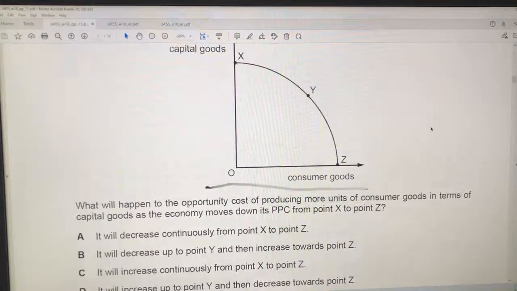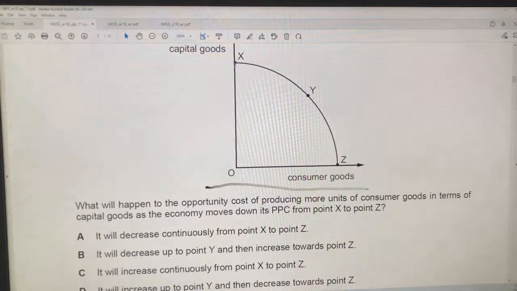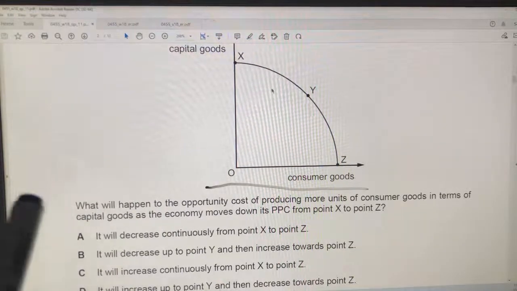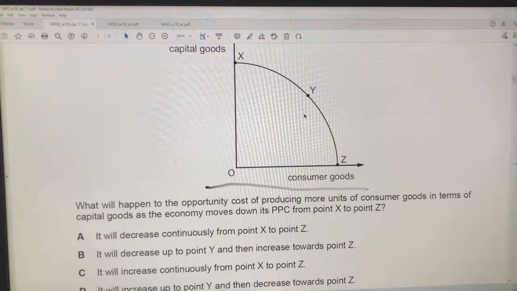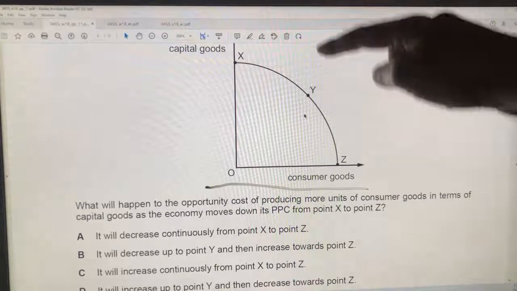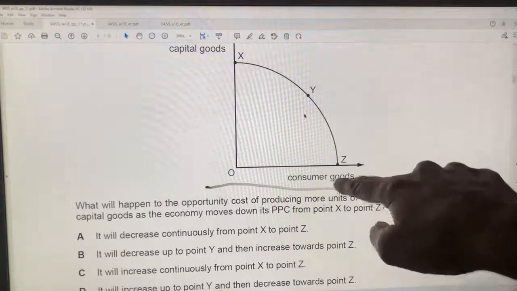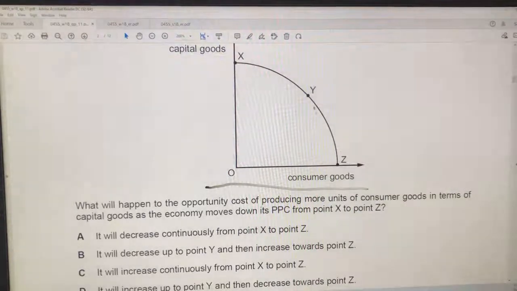What will happen to the opportunity cost of producing more units of consumer goods in terms of capital goods as the economy moves down its PPC from point X to point Z? Well, without looking at our answers, the reason the curve is curved is to show the increasing cost of producing more consumer goods and less capital goods. And I can probably show you that.